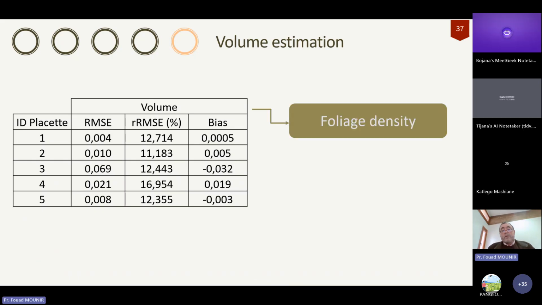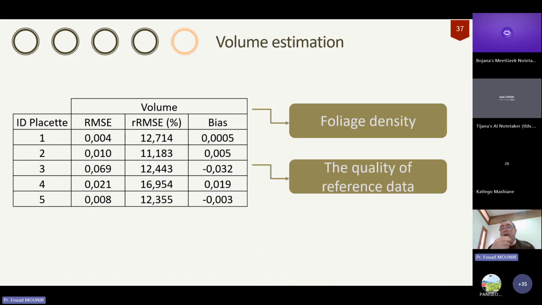Okay, then concerning the accuracy, we can say that the foliage density can play a role in the accuracy and the quality of the reference data, because for the Maamora forest we used reference data that we took from the field, but for volume estimation we used an equation that was made in 2011 according to the last forest management plan. Then 2011 is almost 10 years ago. It can have some effect on the accuracy of the data.